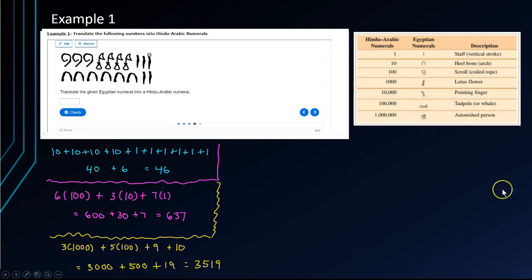So with this, I have 3 scrolls, each is worth 100. I have 4 lotus flowers, each worth 1,000. 3 stabs on the first line. I have 6 heel bones, each worth 10. Then I have 2 more stabs. And so when I total these together, 300 plus 4,000 plus 60 plus 5 gives me 4,365.